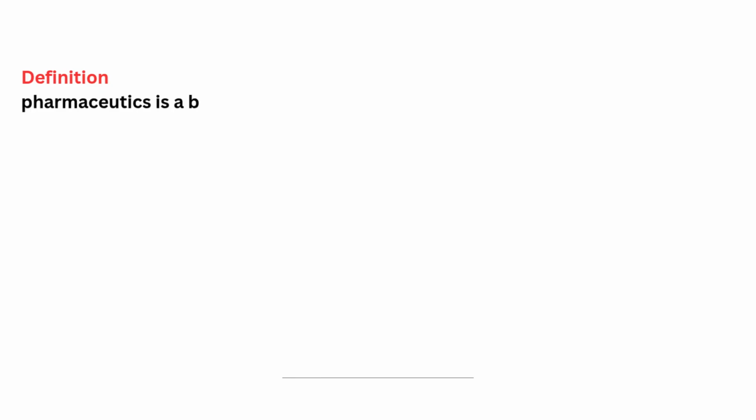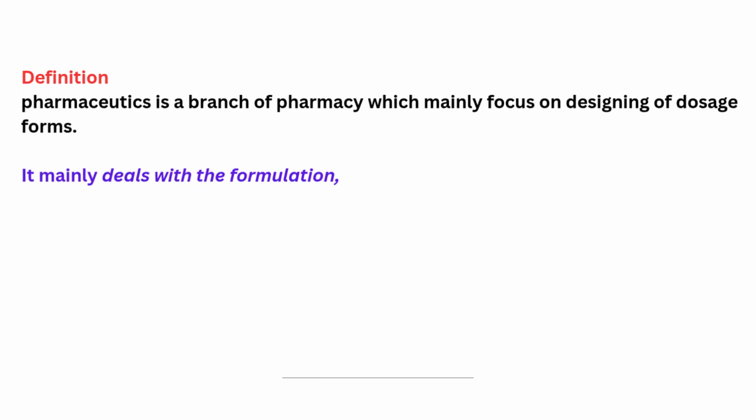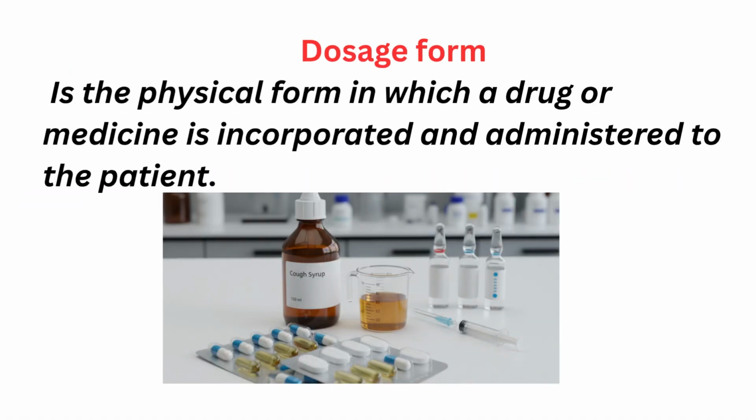Pharmaceutics is a branch of pharmacy which mainly focuses on designing of dosage forms. It mainly deals with the formulation, preparation and manufacturing of various types of dosage forms. Now, what is a dosage form? It is a physical form in which the drug or the active component is incorporated and administered to the patient, or you can say it is the carrier of the drug molecule.